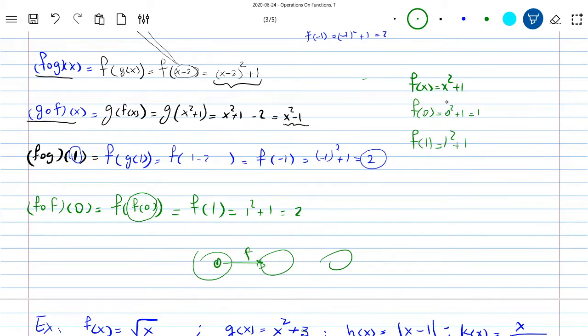It took 0 to 1. Then again, we applied the function f. It took it to 2. It's not always adding 1. You always square it, then add 1. That's the operation of the function.